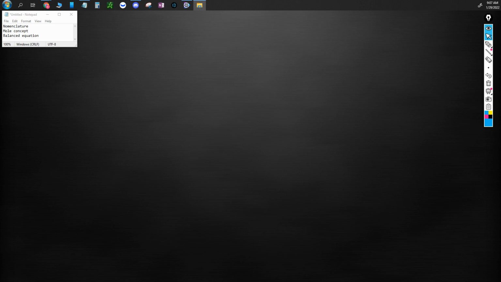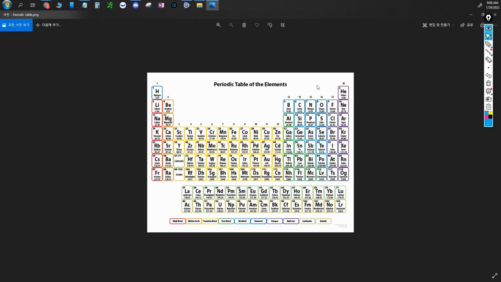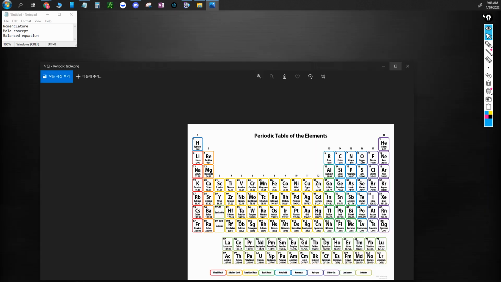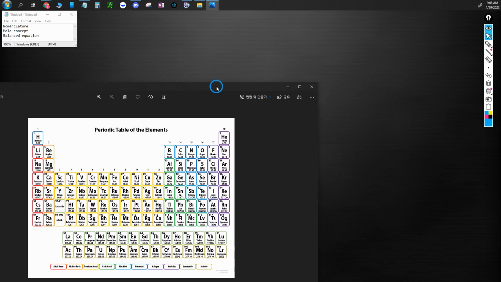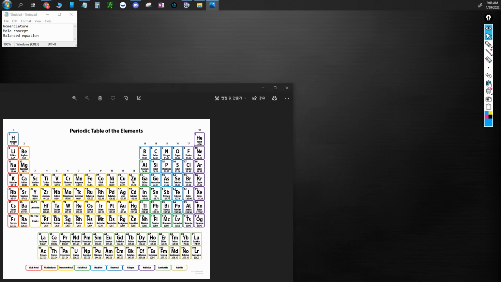Open up my chart. Okay, periodic table. There you go. All right, so we are basically talking about the main two groups in a periodic table.